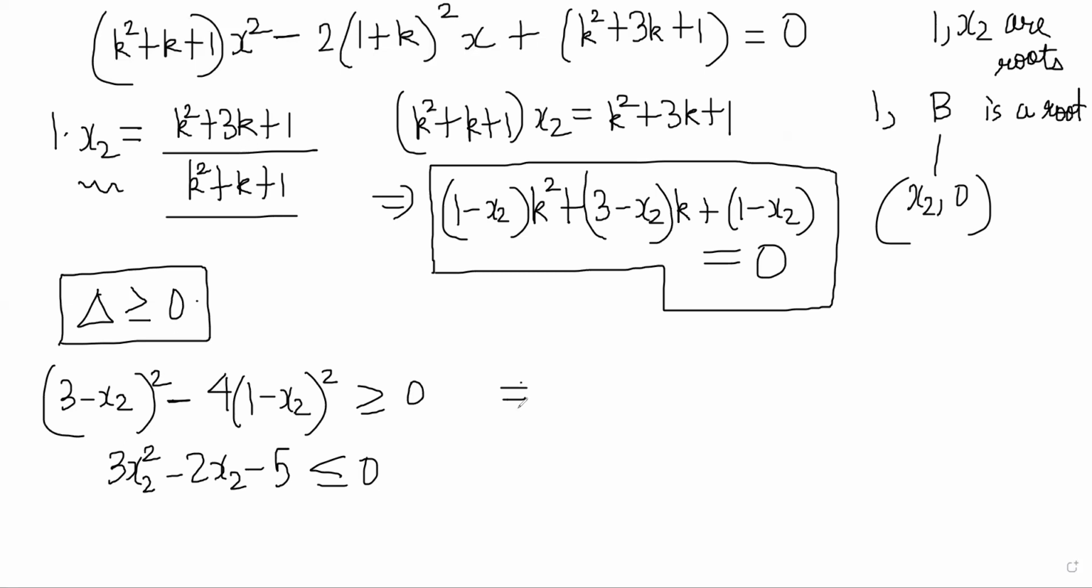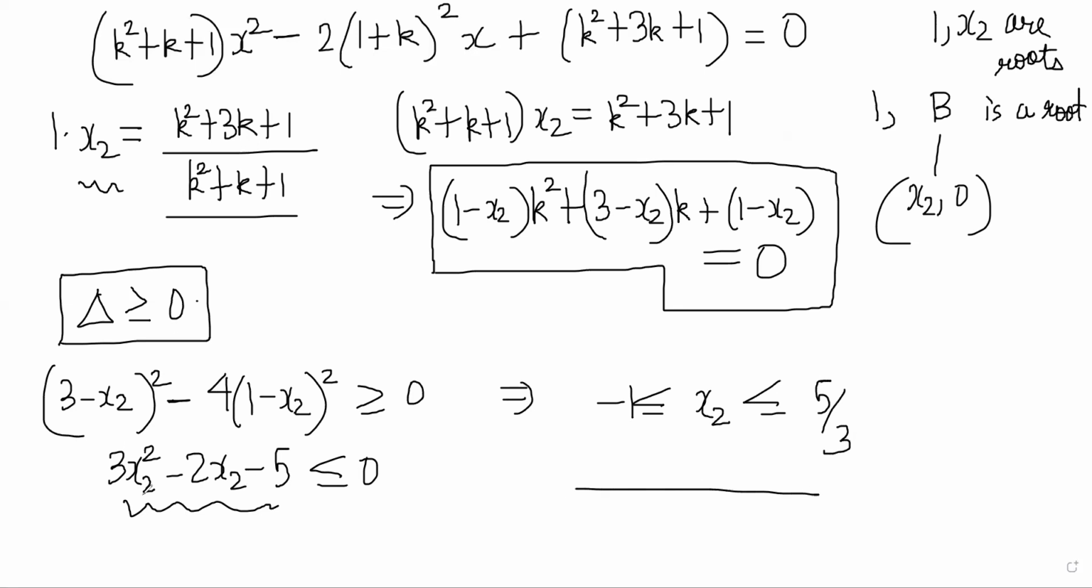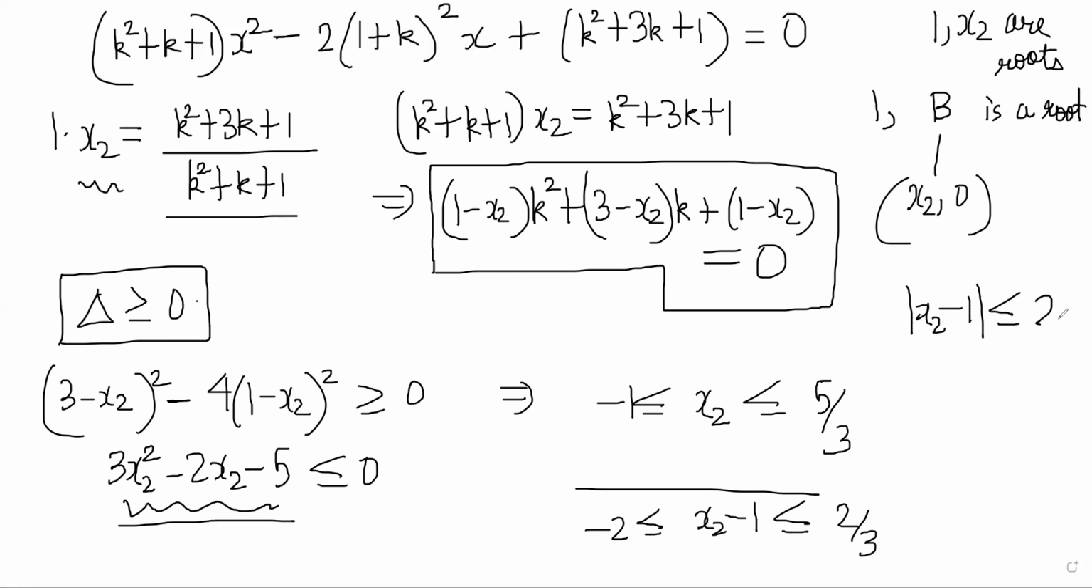And that gives us the fact that if this quadratic is less than or equal to 0, then x2 must lie between the roots of this quadratic. So -1 is less than or equal to x2 is less than or equal to 5 by 3. If you find the roots of this quadratic, you will realize that they are -1 and 5 by 3. And that means -2 is less than or equal to x2 minus 1 is less than or equal to 2 by 3. So the mod of x2 minus 1 is always less than or equal to 2.